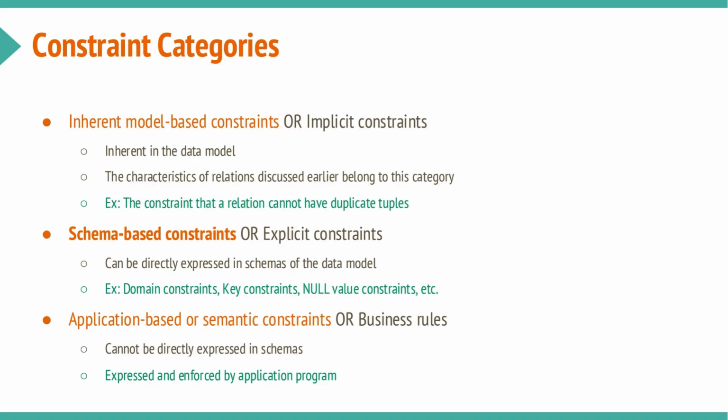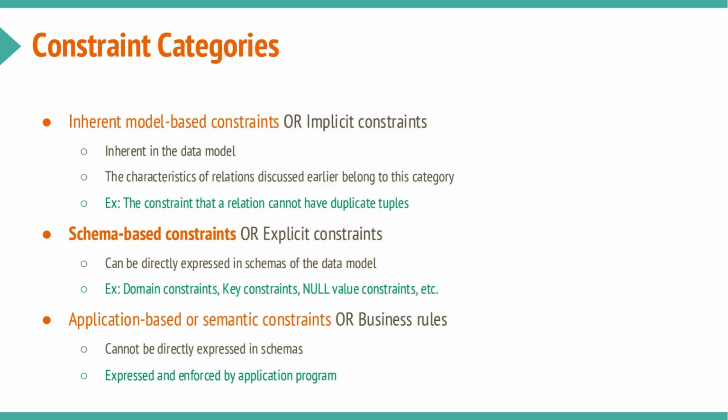We can put these rules into three main groups. Inherent or implicit constraints. These are the automatic rules of the relational model itself. For example, a rule that you cannot have two rows that are exactly the same. You don't need to create this rule, it's part of the system. Schema-based or explicit constraints. These are rules that we define when we design our table schema. For example, we can say that the age column must be a number, or we can say that every student must have a student ID number. We explicitly write these rules.